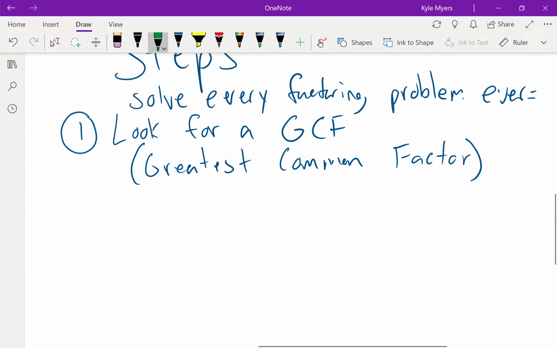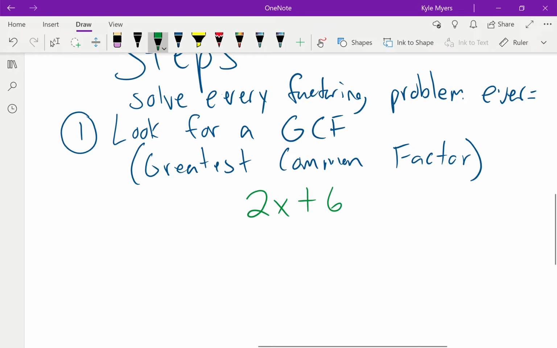What does that mean? Here's an example: 2x plus 6. They have a common factor of 1. Everything has a common factor of 1. So I could technically divide them both by 1 and factor out a 1, but that would be dumb, because it wouldn't really do anything for me. But they have a greatest common factor of 2. They both divide by 2.